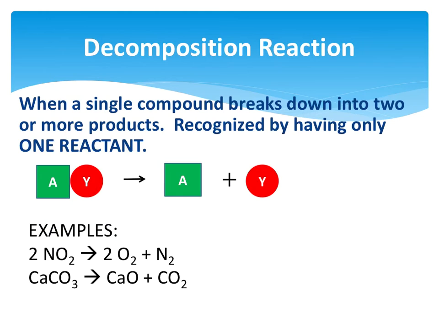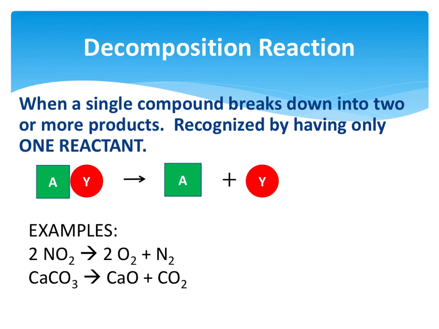And directly opposite of that is the decomposition reaction. This is when a single compound breaks down into two or more products. You recognize this by having only one reactant. So only one thing over here is being decomposed. And usually the way this works is this material here is heated up to get it to decompose, right? And then it forms two or more things over here. So one reactant gives me multiple products.